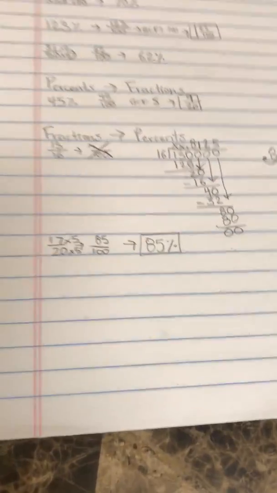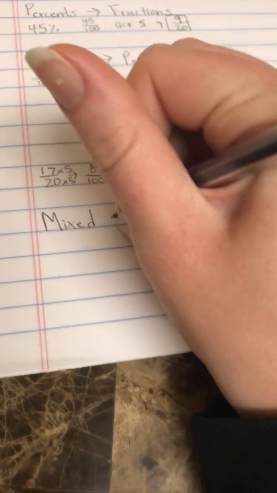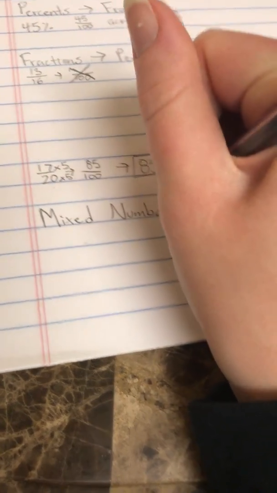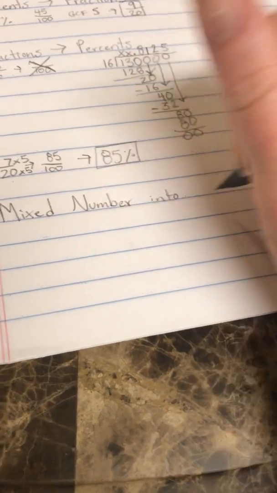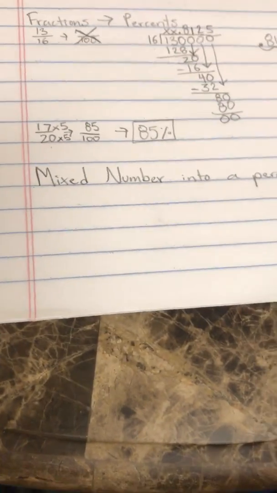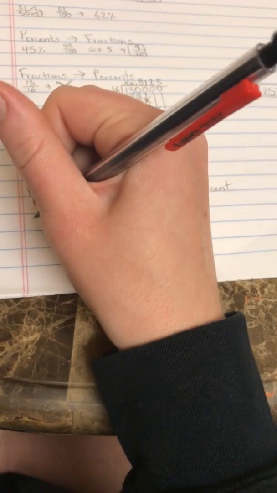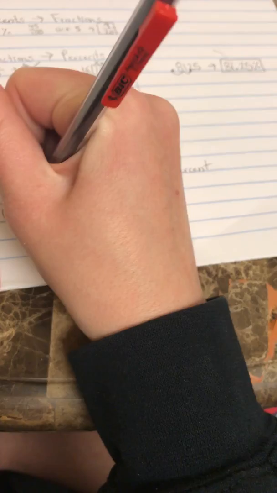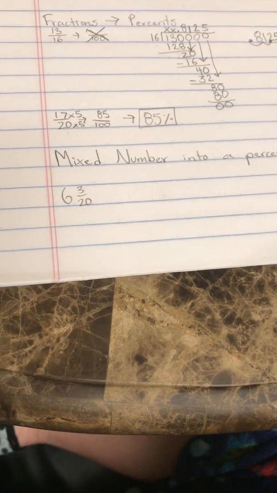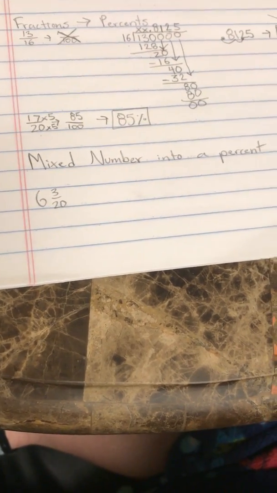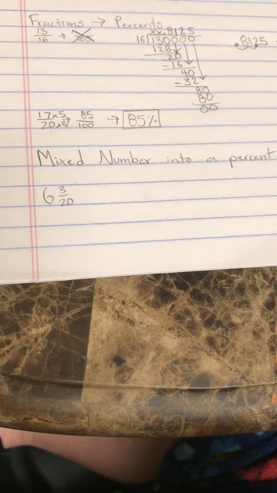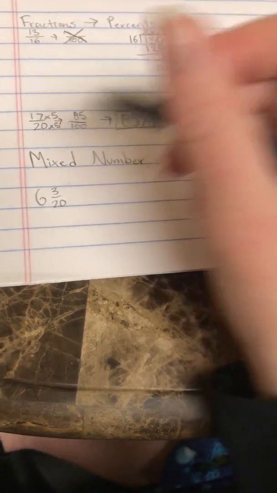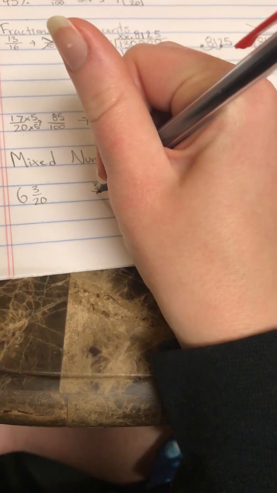We're going to work on one more. Now, what if it tells you to turn your mixed number into a percent? Well, don't worry about it. We can do this. If it gives you 6 3/20, okay? Now, we're going to have to work this into a percent, okay? Now, let's think small first. Let's just look at this 3/20 first. Let's work with this.